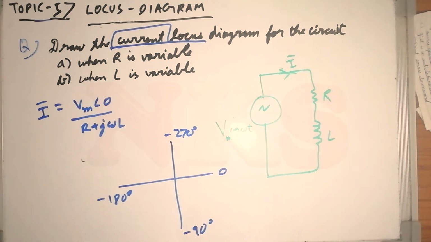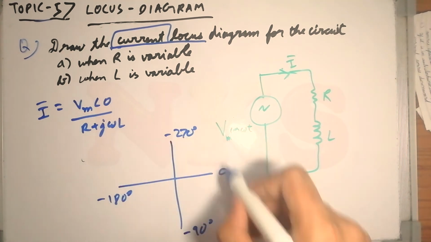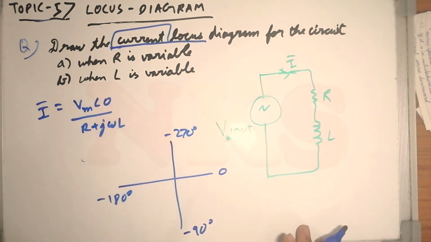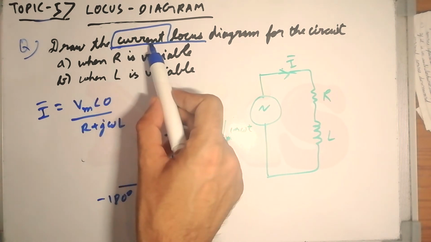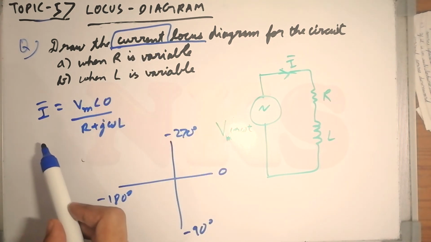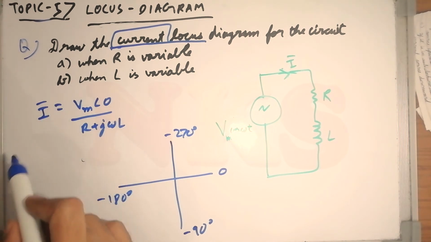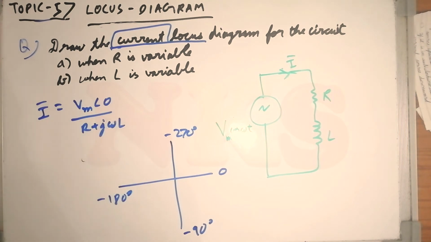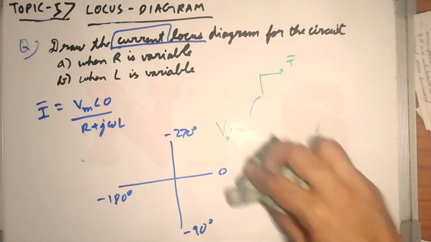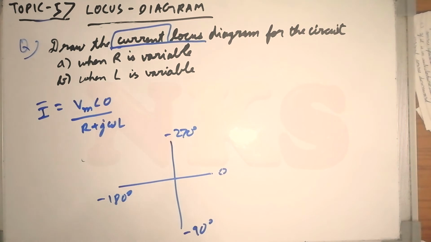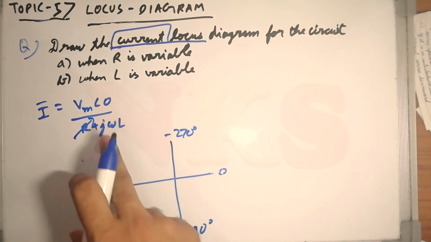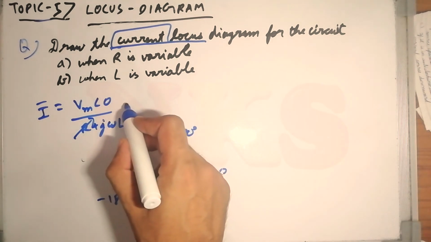So here, we are rotating in clockwise direction. Now our procedure is, we will write the expression for the phasor whose locus diagram we have to see. Here it is asked to plot the current locus diagram. First, option A is that we have to plot it when R is variable, that is only when R is varying.